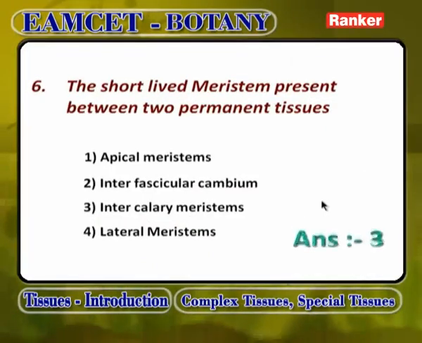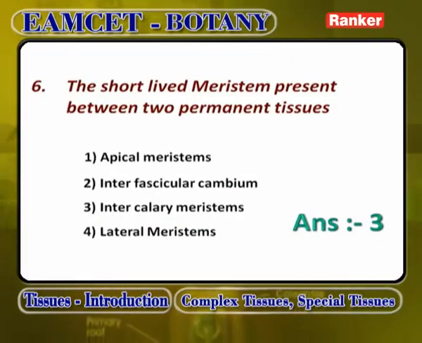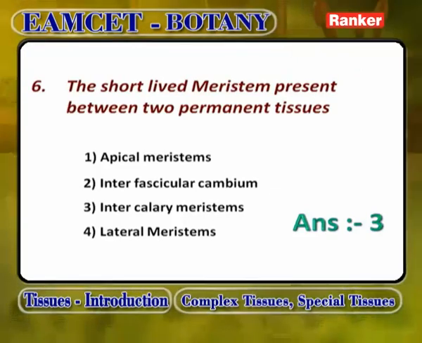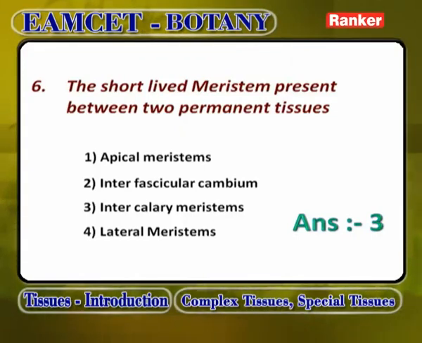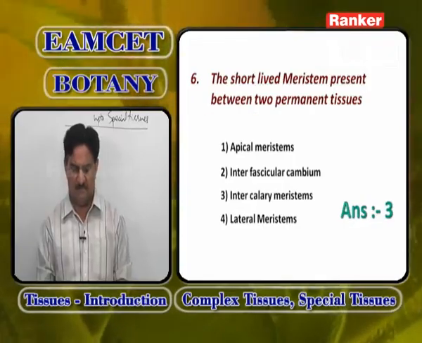The short-lived meristem present in between two permanent tissues: some apical meristems move downwards and settle in between permanent tissues, and are popularly called intercalary meristems. Intercalary meristem helps in the linear growth of stem and leaves, but it is ephemeral and short-living. So the short-lived meristem present in between two permanent tissues is intercalary meristem, not apical meristem, interfascicular cambium or lateral meristem.